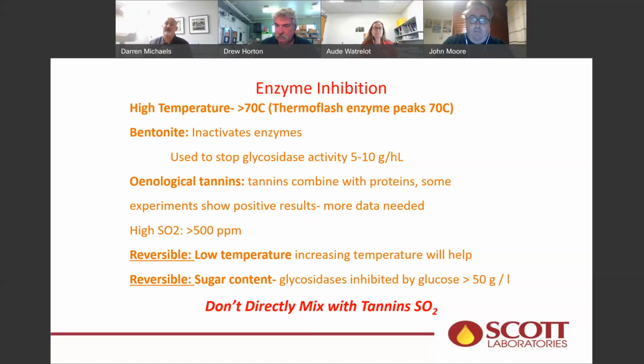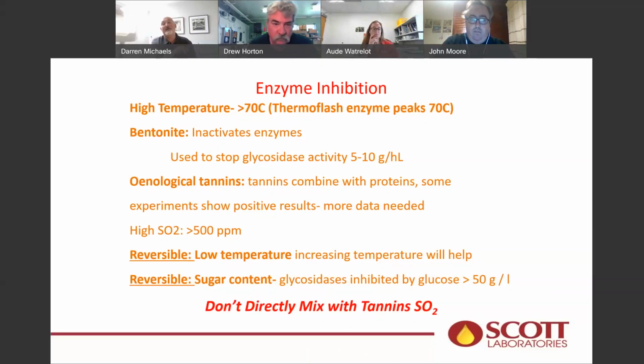And there are two other things that can do it. Very high SO2, and I'm talking very high, 500 parts per million, much higher than you normally see. What that basically means is don't ever add your enzymes directly in a bucket with SO2. You can add as much as you want, but none of the enzyme will work. So make sure you don't mix directly. But other than that, enological levels of SO2 work fine for most enzymes.